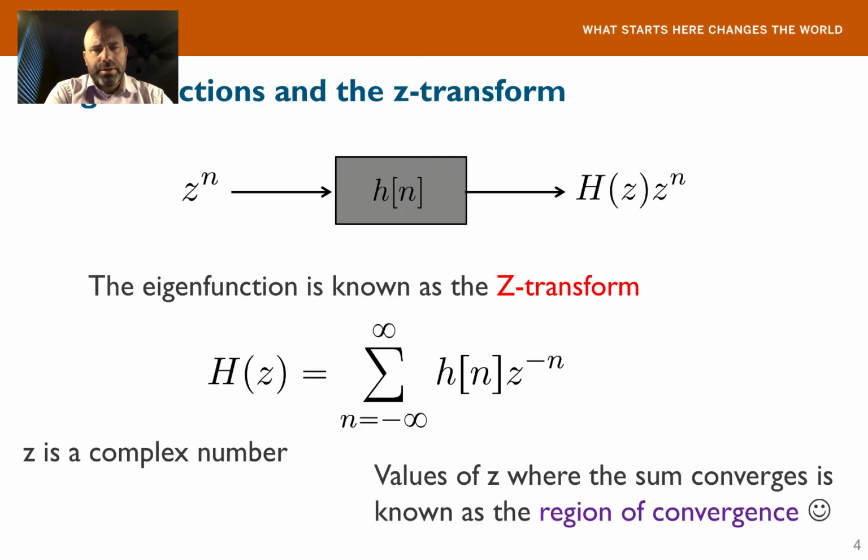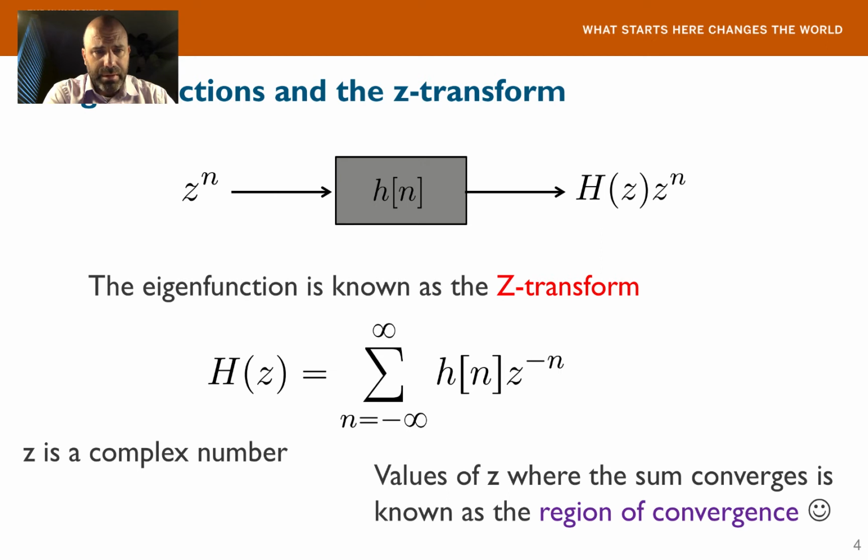So the motivation here starts from the story about eigenfunctions. Recall that if we have a discrete time system, h of n, and we input a sequence z to the n, the output is H of z times z to the n. It should be clear that h of n is a linear time invariant system, and z to the n is called the eigenfunction. And H of z, which is a complex number, is the eigenvalue.